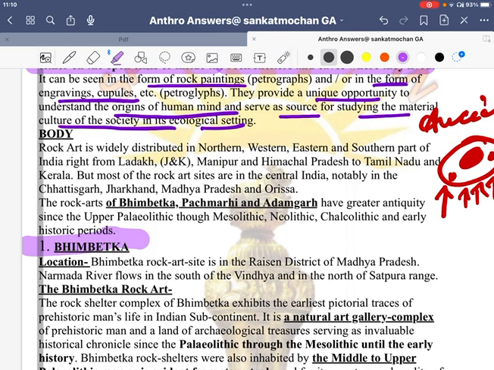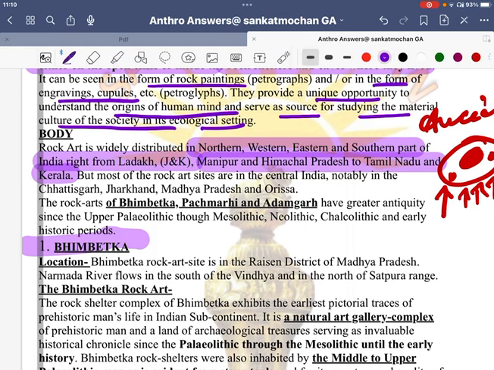Rock art is widely distributed in the northern, western, eastern, and southern parts of India, from Ladakh, Manipur, and Himachal Pradesh to Tamil Nadu and Kerala. But the most important rock art sites in central India are notably in Chhattisgarh, Jharkhand, Madhya Pradesh, and Odisha.